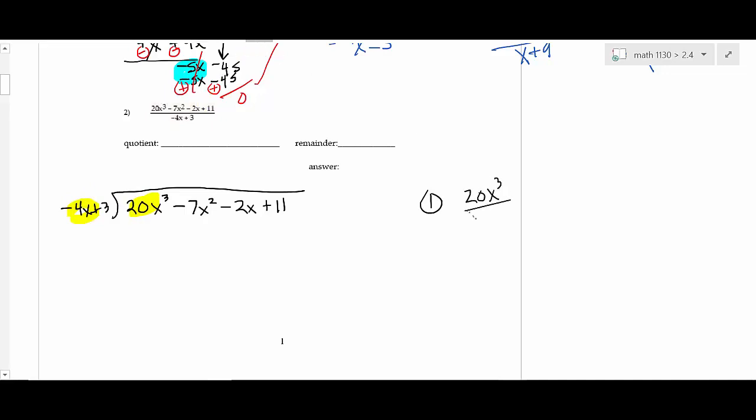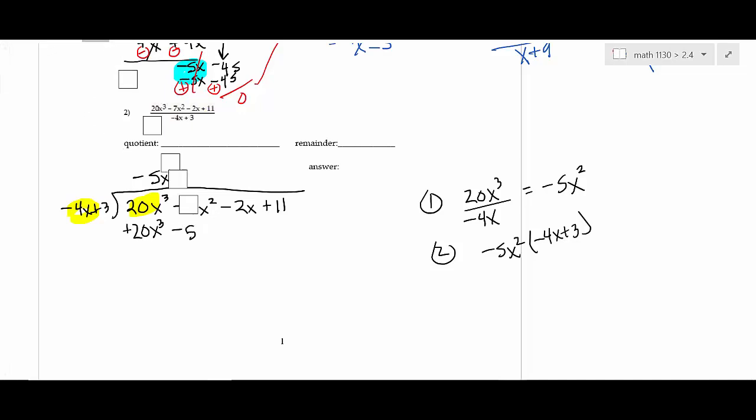You're doing 20x to the third divided by negative 4x. That is negative 5x to the second. Your exponent ends up going down 1 when you do that. Now, the next thing you do is you multiply. So you've got negative 5x squared times negative 4x plus 3. If you do that, you would have positive 20x to the third, and then minus 15x to the second.